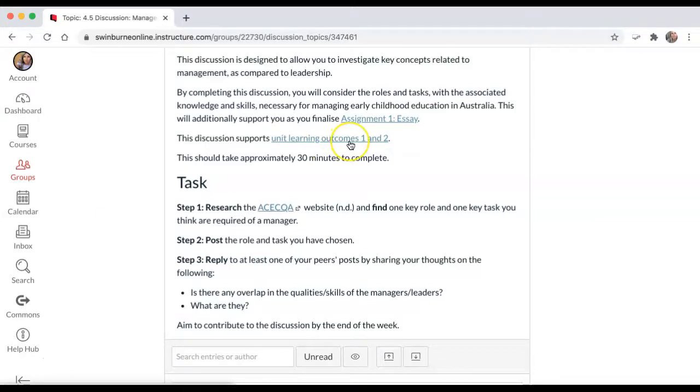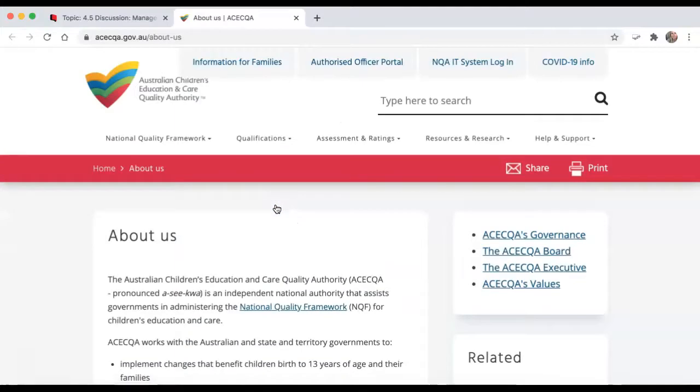So we've got the ASEQA website here, which I am now going to click on, and the task is asking us to post about a role and the task you have chosen. So we are going to find one key role and one key task you think is required of a manager. So let's hop in and have a look.